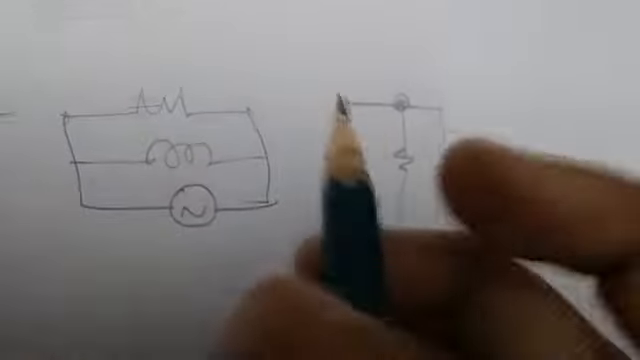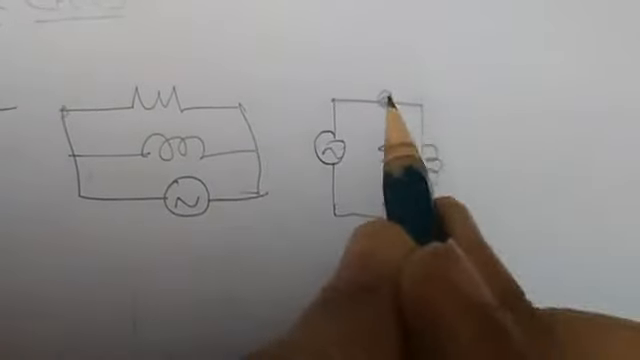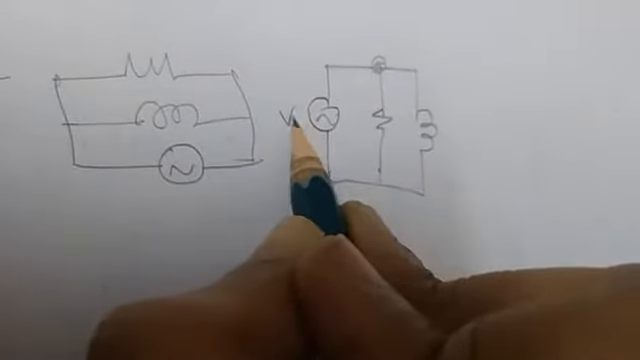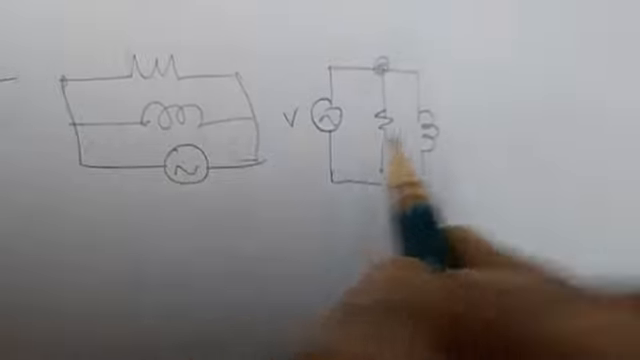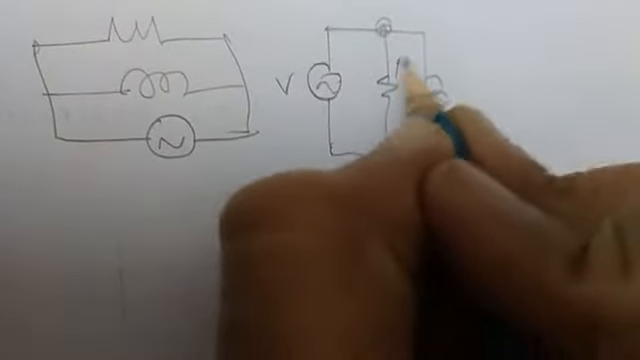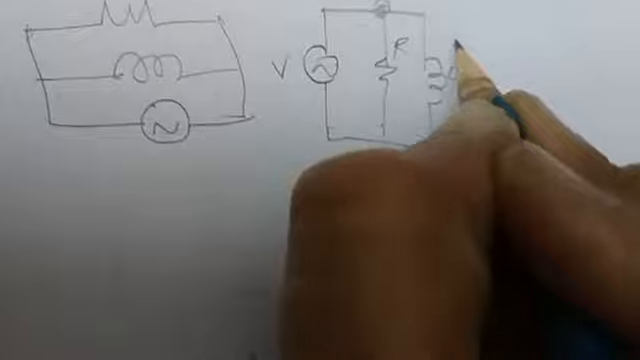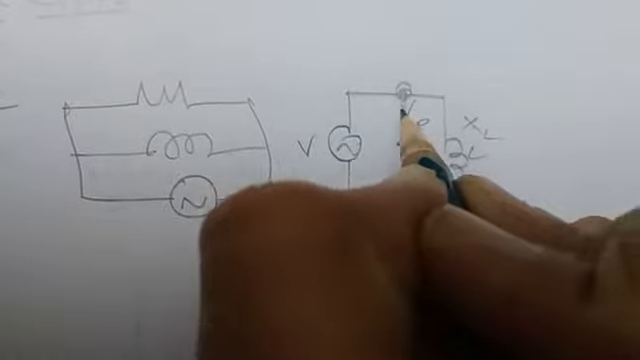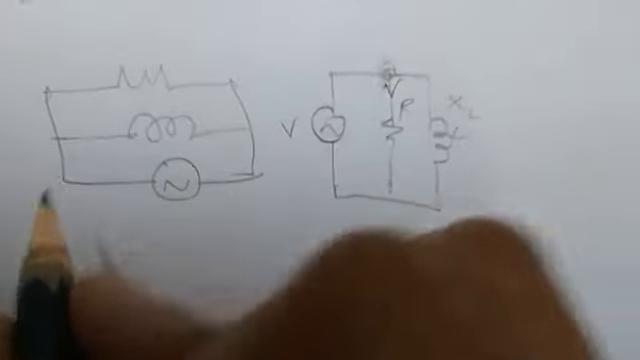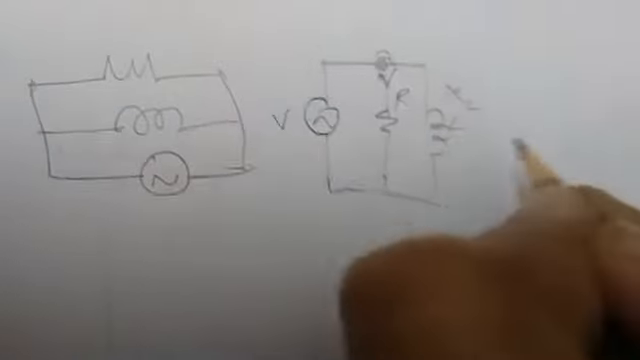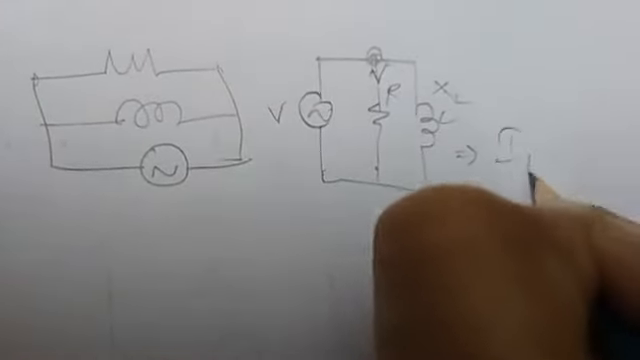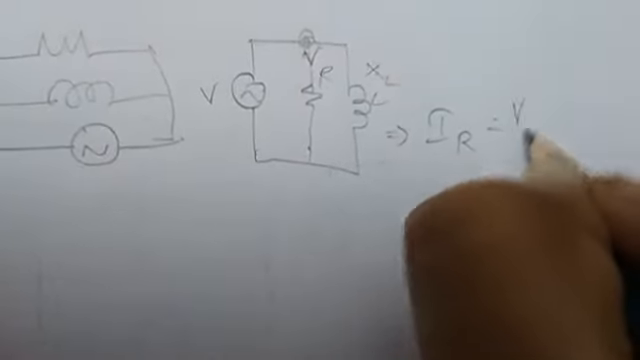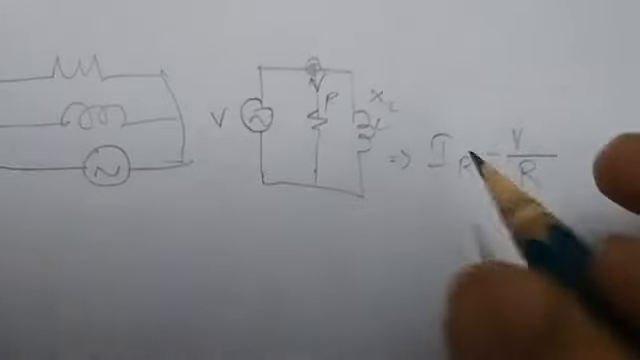Here, if you observe, we know that across the parallel branches the voltage will be the same. To find the current through the resistor branch, I will get V by R.